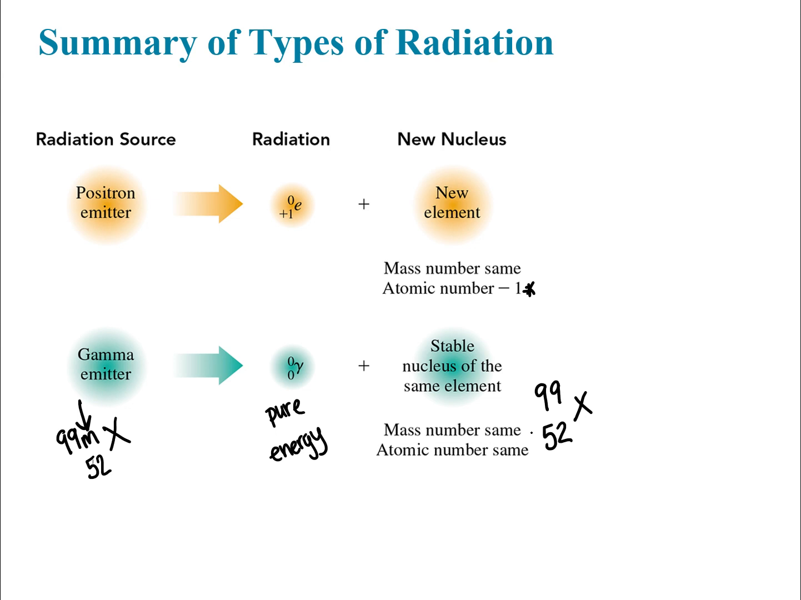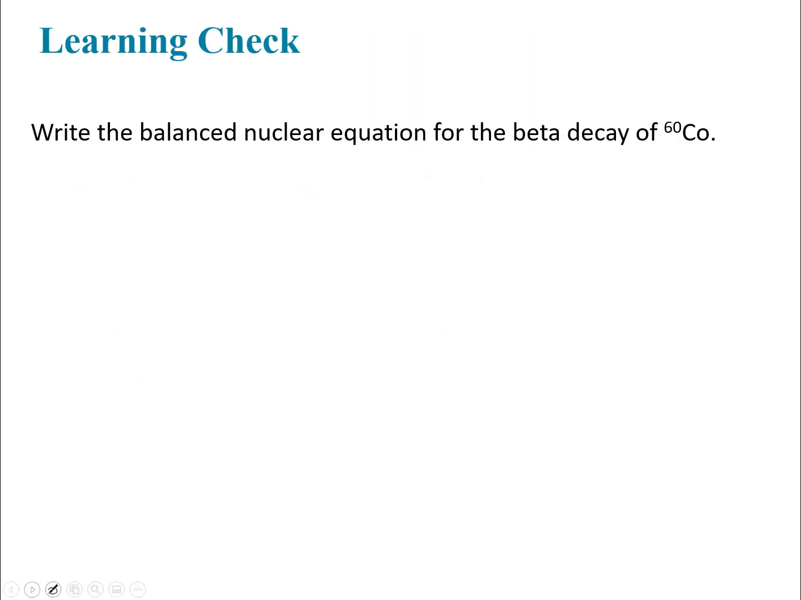And again, we're just going over these types, but we're going to do some examples. So I'm going to go through an example of how to balance an equation, and then I'll check in with you to see how we're doing. So this is an example of a question you might see. Write the balanced nuclear equation for the beta decay of cobalt-60.